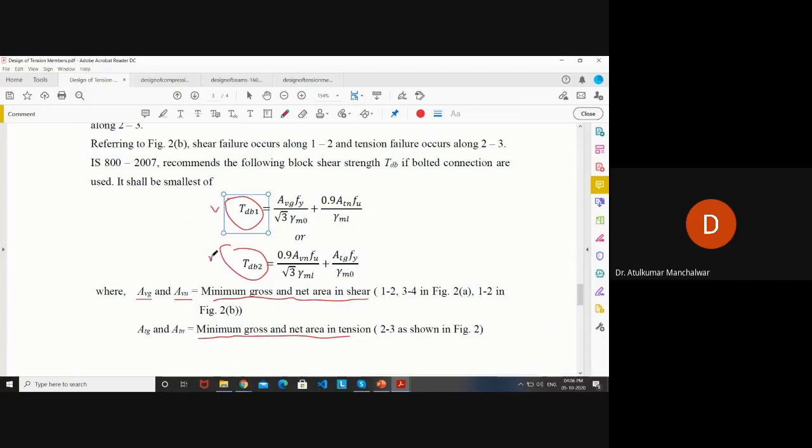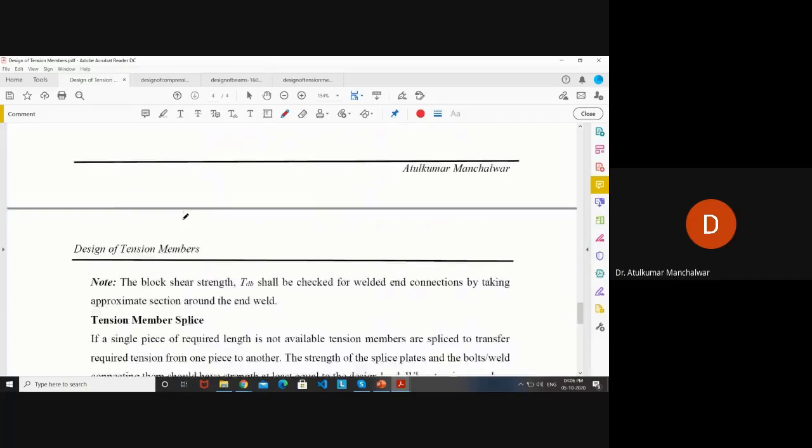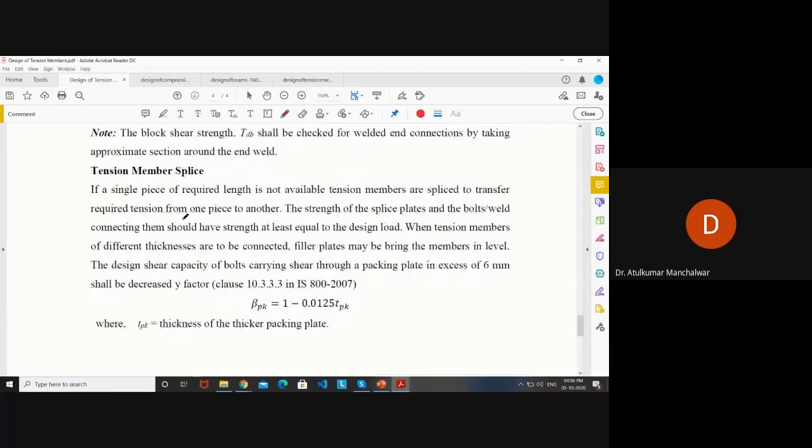This is the check. This check should be the block shear strength. So the strength of your plate should be the minimum of these two values. The strength of the plate will be the minimum of these two values we need to consider. That is, we can say the smallest value. Here also I have written the smallest value. So these are the tension member provisions, whatever I have given here.